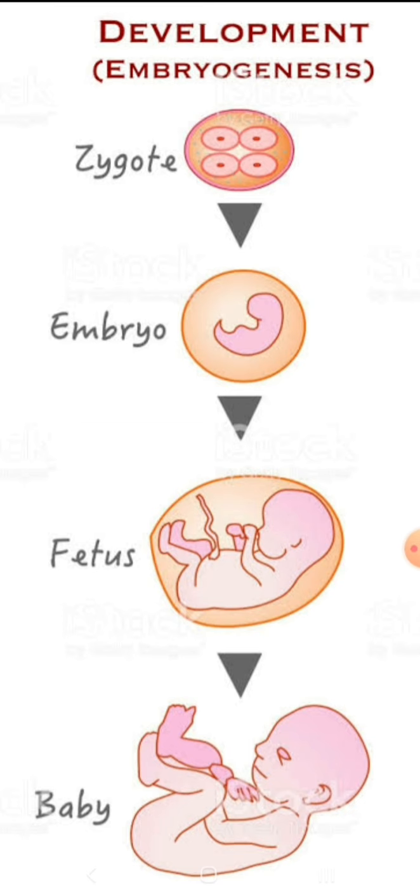Now, when we look at this picture, we can see how the single-cell zygote goes through repeated division to form an embryo, then the fetus, and then finally the baby is formed inside the mother's womb.